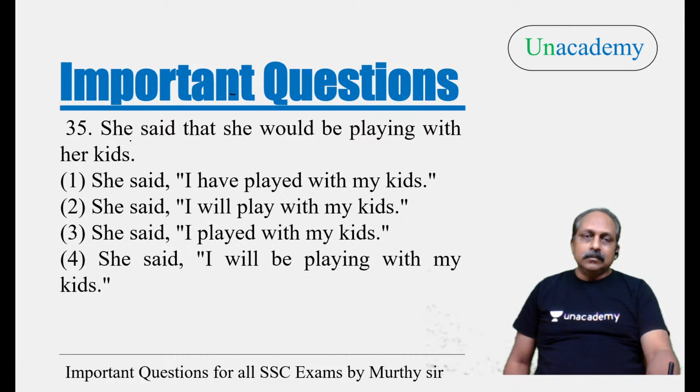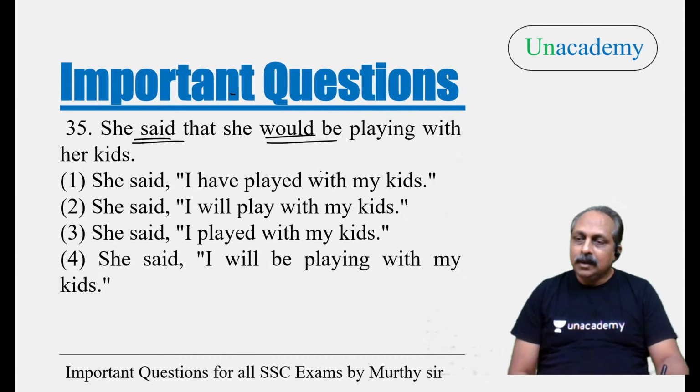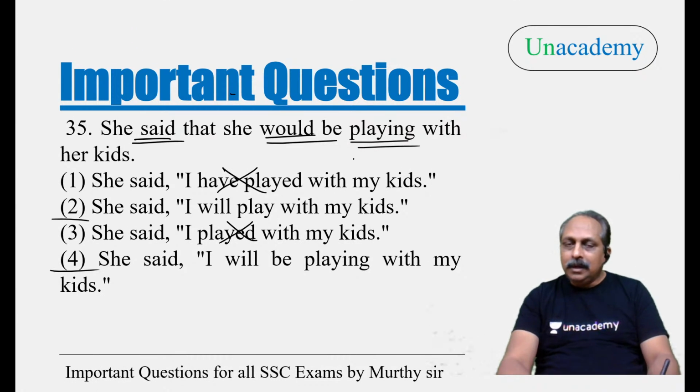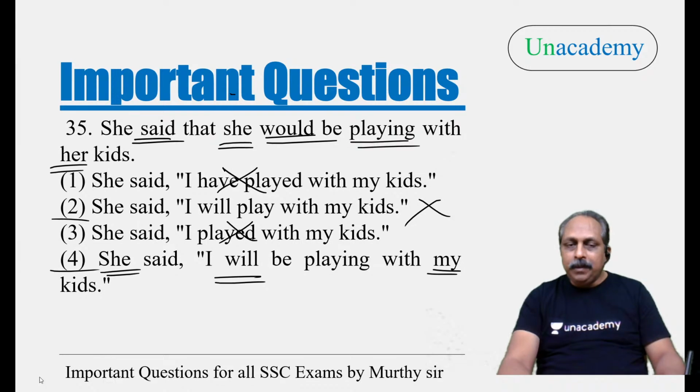She said that she would be playing with her kids. Then you have to think, direct speech will. What is the answer? 35. She said, you have to look for will. This is ruled out. This is ruled out. Either the second option or the fourth option. I will play with my kids, but here the verb is in ing form. It is in future continuous tense. Based on that, second option is not correct. She said, I will be playing with my kids. She said that she would be, I changes to she, will changes to would, be playing, my changes to her kids because the subject is she. She said, I will be playing with my kids. She said that she would be playing with her kids.